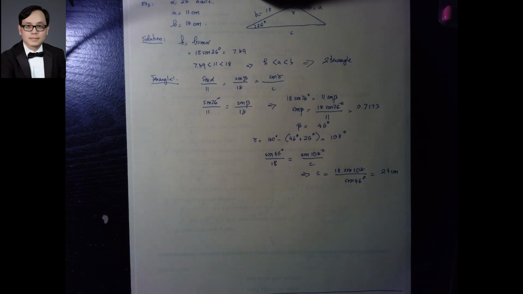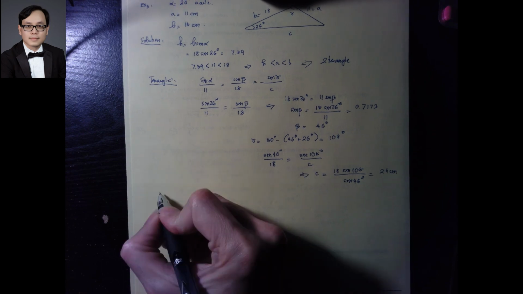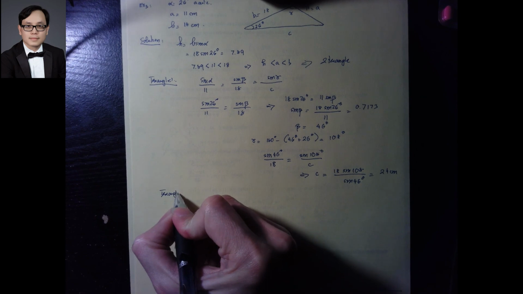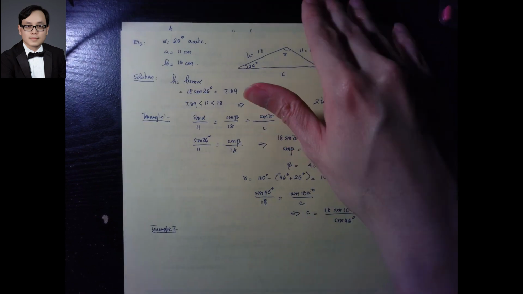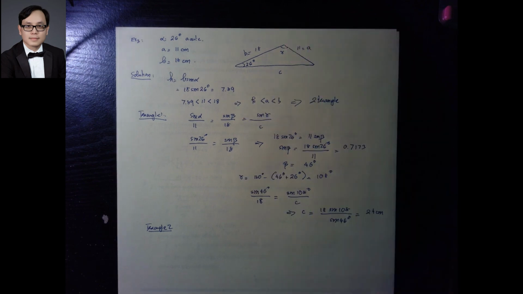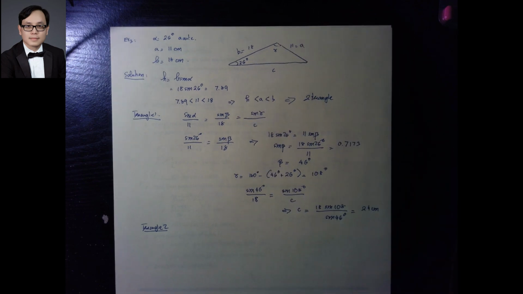but we need to solve another one because there are two triangles. But where will the other one be? Okay, triangle 2. In order to solve for the other triangle, you need to draw the second triangle. How should I draw that?